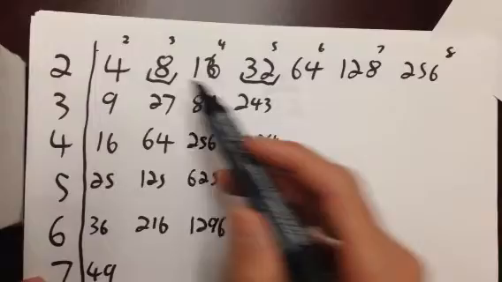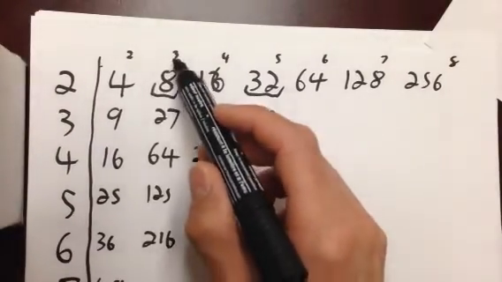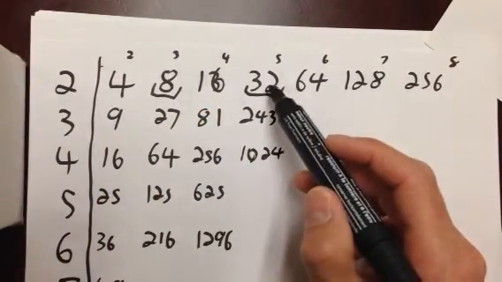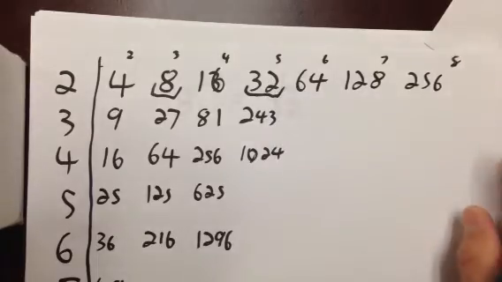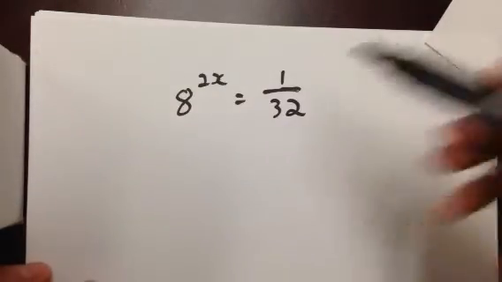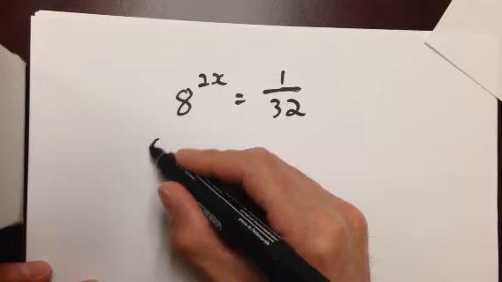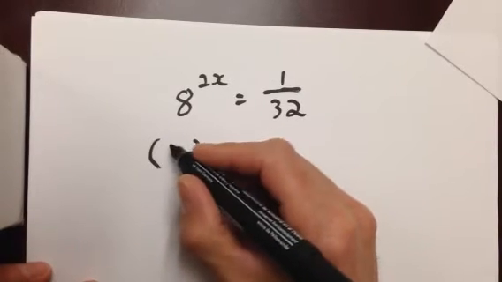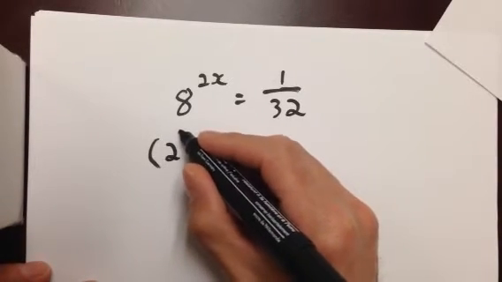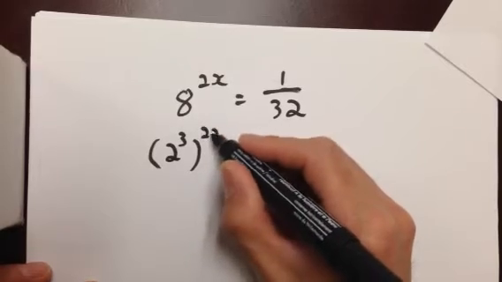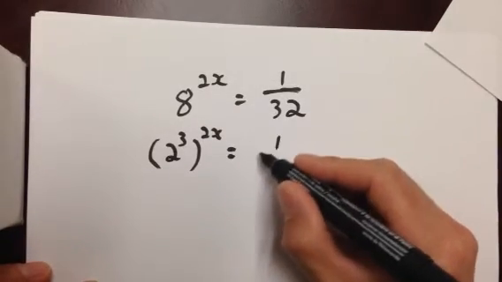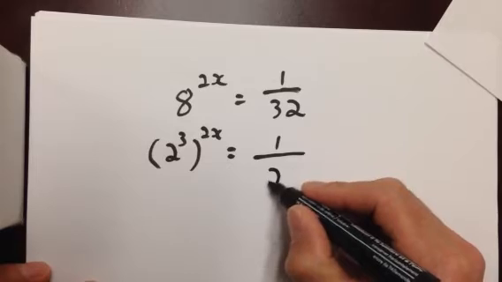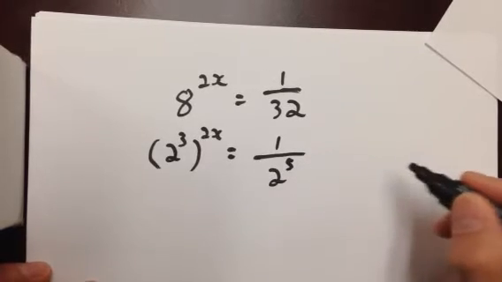What this list tells me is I can write 8 as the third power of 2 and 32 as the fifth power of 2. So I'm going to use brackets to make sure I get everything right, and I'm going to replace 8 with 2 to the exponent 3, and I'm going to replace 32 with 2 to the exponent 5.